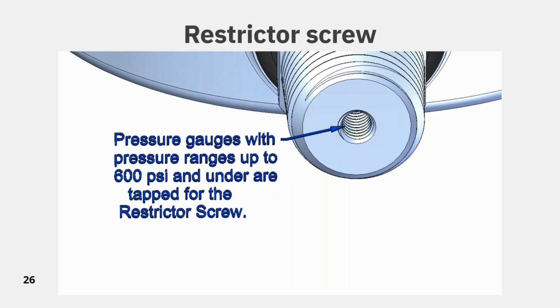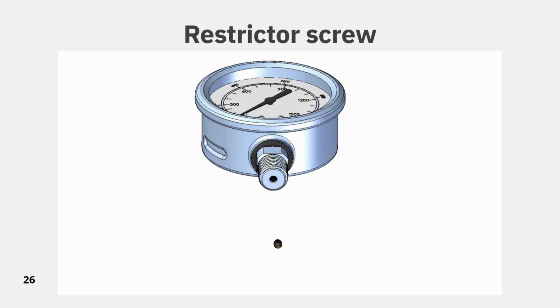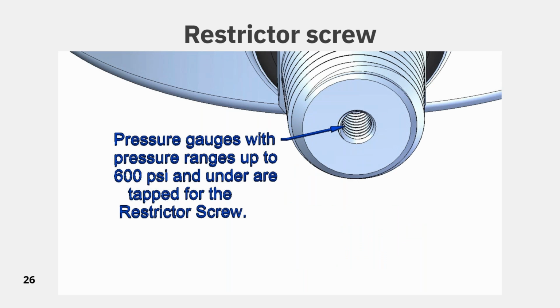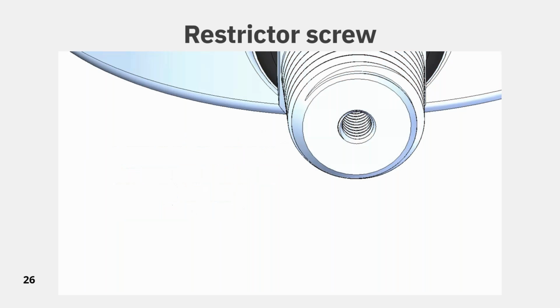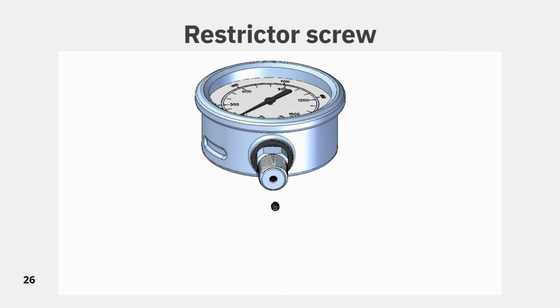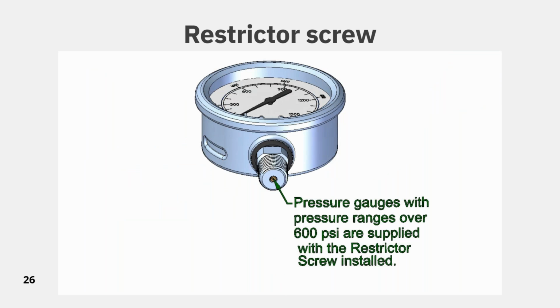All Boshart sealed case gauges have the MPT connection tapped to allow for the installation of a restrictor screw. While 0 to 600 psi gauges are not supplied with a restrictor screw, gauges 600 psi and above are supplied with a restrictor screw installed. If the restrictor screw is not needed, it can be removed.